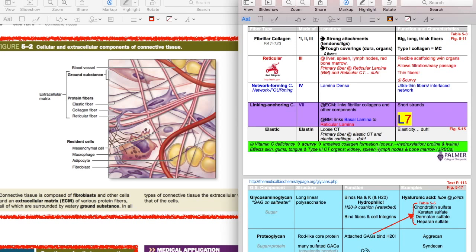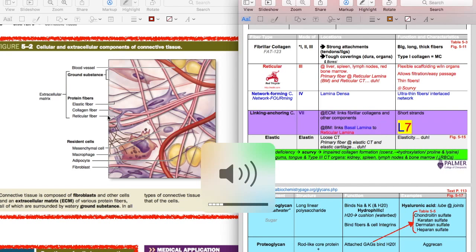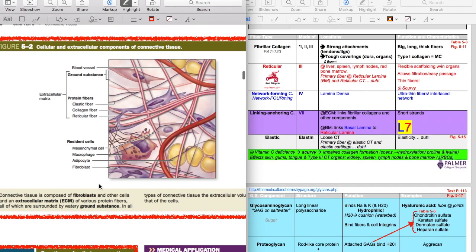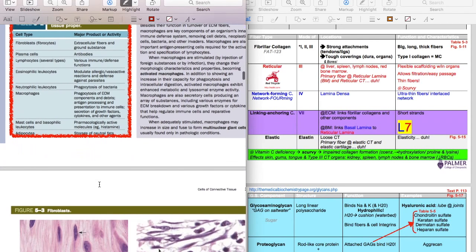Okay, so now that we've got that random clinical note out of the way, we're going to get into the nitty-gritty with numbers and names. Table 5.3 and Figure 5.11 are going to show us a little bit about fibrillar collagen. So I'm going to get there in the text right here.